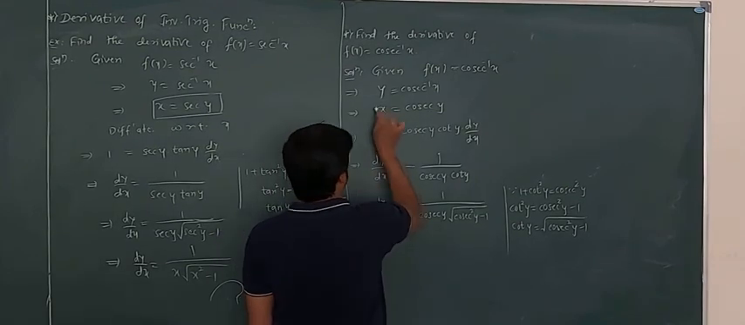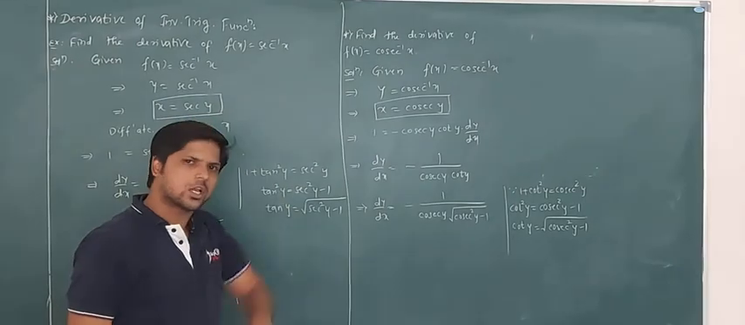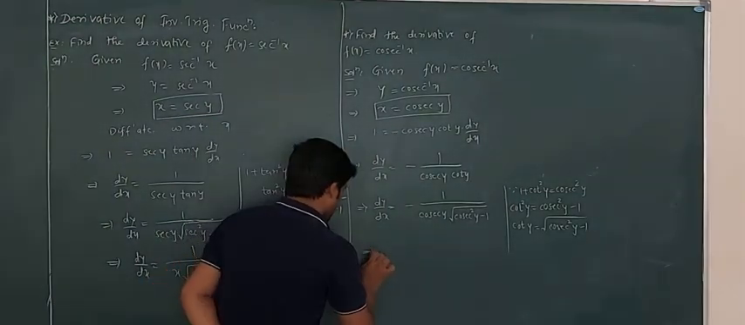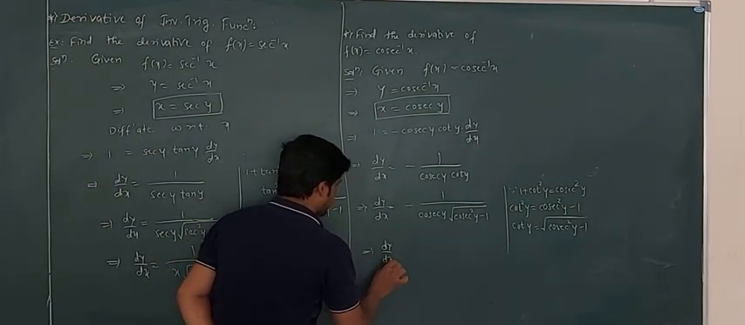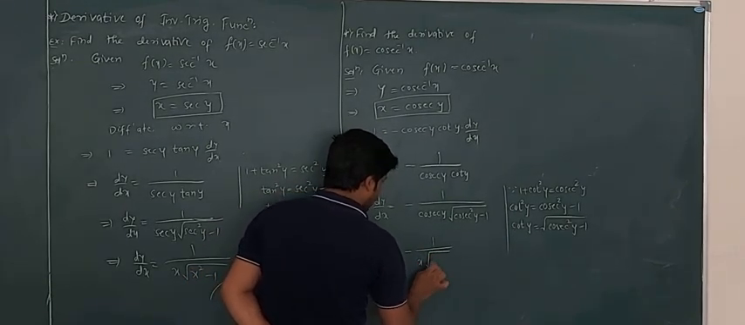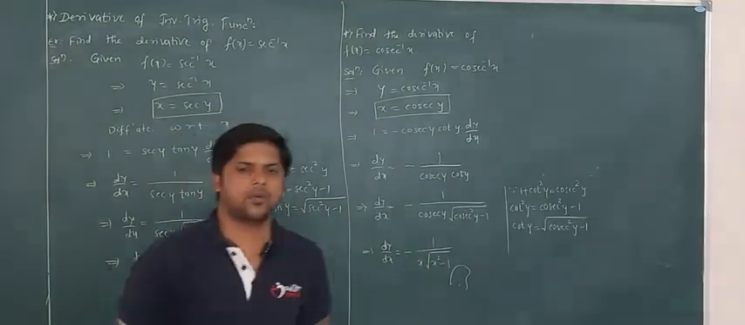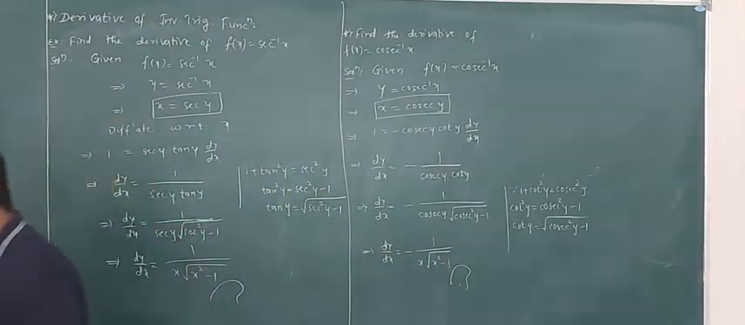Again here we have x equal to cosec y. So therefore this equation becomes dy by dx is equal to minus 1 upon x into square root of x square minus 1. This is our required solution. Write it down.